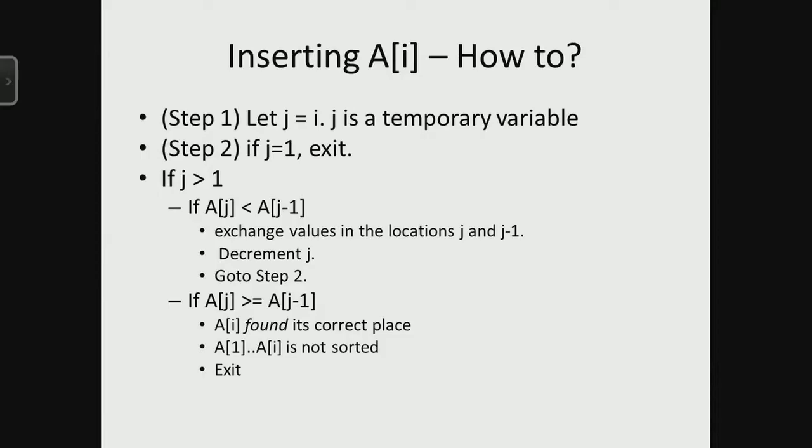Indeed, it is also possible that the element at the jth location is at least as large as the element at the j minus 1th location, in which case it is clear that a of j is at the correct place, given that the rest of the elements are in sorted order. At this point of time, the control exits, and now we can report that the elements a of 1 to a of i are in sorted order. In other words, we achieved the goal of inserting a of i into the correct position.